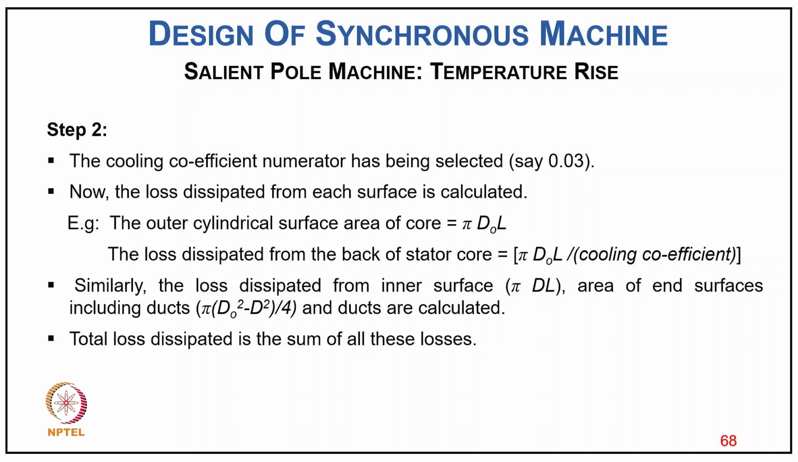Now the losses dissipated from each surface are calculated. For example, the outer cylindrical surface area is pi d0 L, and the loss dissipated from the back of the stator core is pi d0 L divided by the cooling coefficient. Similarly, for the inner surface, the area including ducts is pi in bracket d0 square minus d square, times pi by 4, and the ducts are calculated, and the loss dissipated is the sum of all these losses.